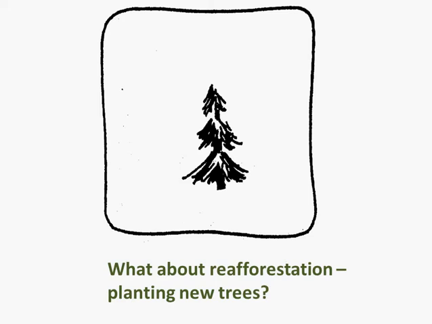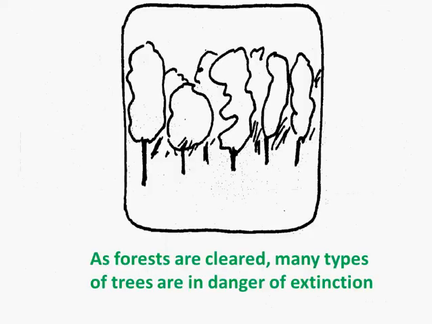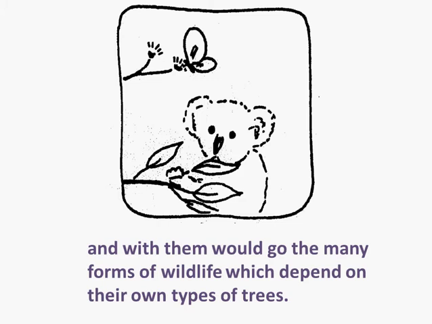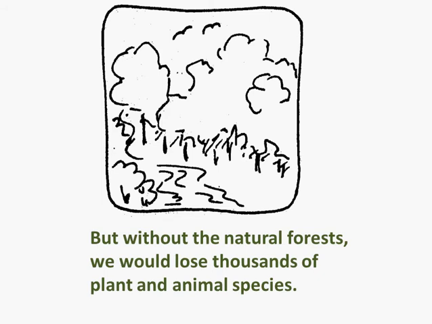What about reforestation, planting new trees? Reforestation is not keeping up with forest destruction, and the newly planted trees are usually different from the types being cut. As forests are cleared, many types of trees are in danger of extinction, and with them would go the many forms of wildlife which depend on their own types of trees. Reforestation can supply some of our future needs for fuel and wood fibre. But without the natural forests, we would lose thousands of plant and animal species.